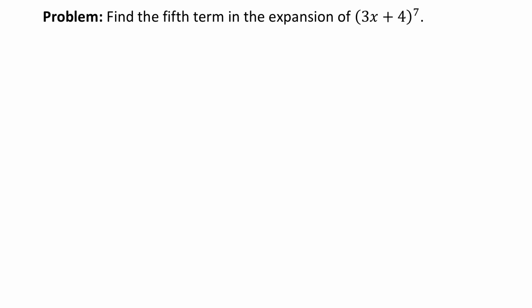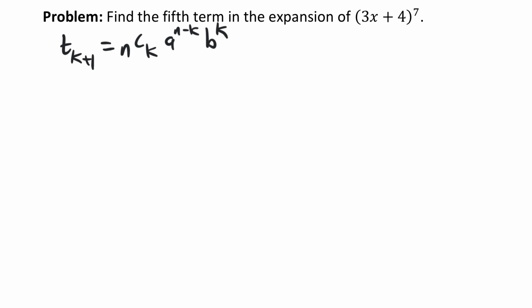All right, so let's go ahead and give it a try. Let's find the fifth term in the expansion of (3x + 4) to the power of 7. Again, I'll write down the term formula here in case you don't have it. It's t sub k plus 1 equals nCk, a to the n minus k, b to the k. So go ahead and pause the video and give it a try.